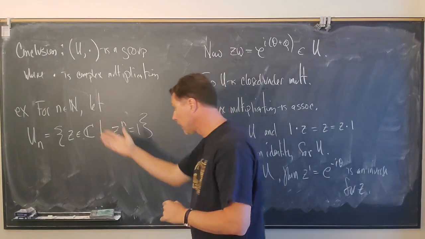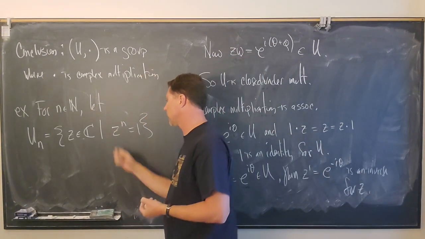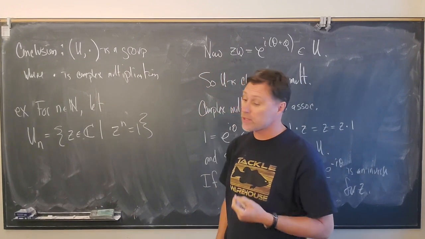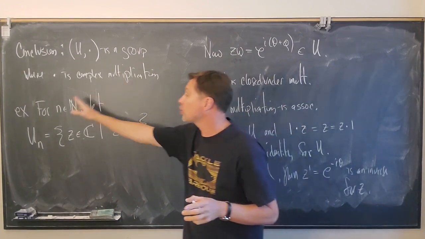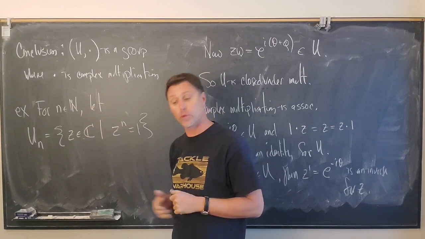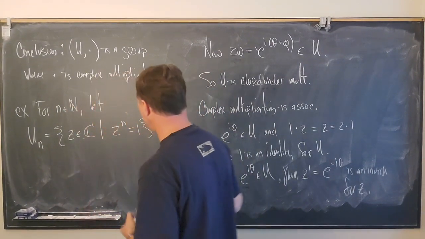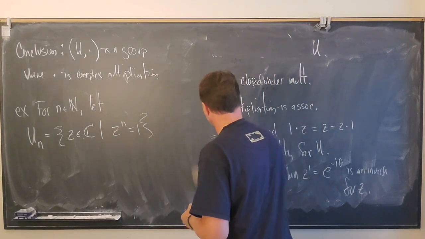All right, so here's some collection of complex numbers. It's the set of all complex numbers that satisfy that equation right here. And what we're going to do is show that U sub n is a group for every choice of n. That's going to give us an infinite number of groups. So we need to get a handle on who the elements of U sub n are.